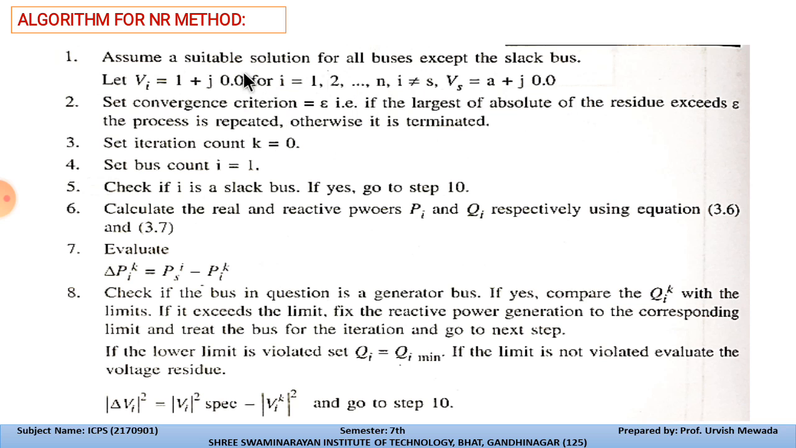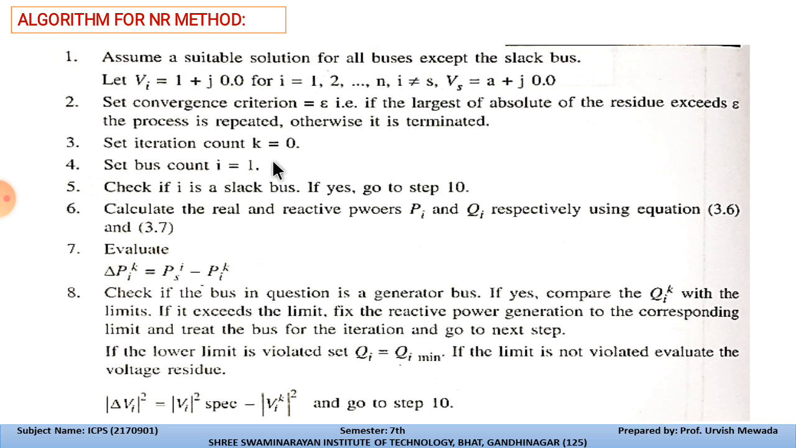Now after that, set the convergence criteria epsilon, according to the flow chart. If the largest of the absolute of the residue exceeds the value of epsilon, the process is repeated, and otherwise it is terminated.